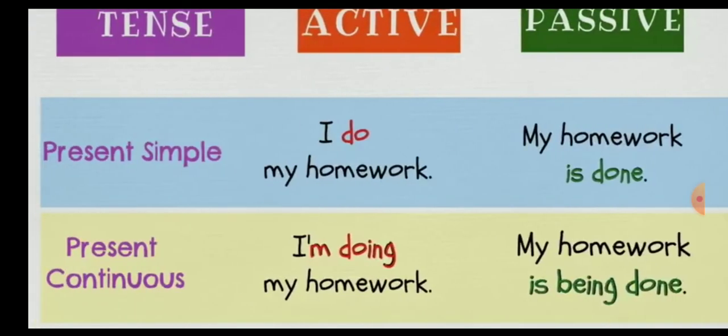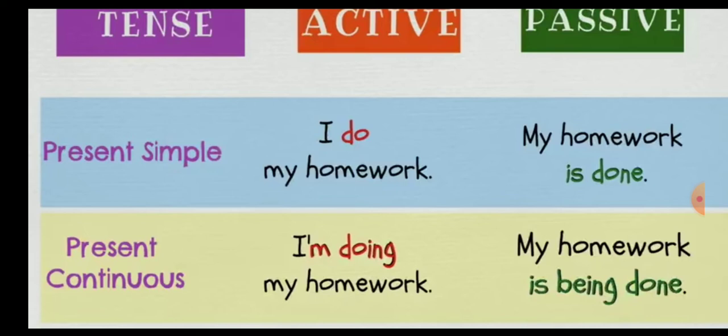Let's move to the next. That is the present continuous tense. In the present continuous tense, in the active form, we use is, am, are plus first form plus ing. I have taken an example. I am doing my homework. Now let's change it into passive voice. My homework is being done.